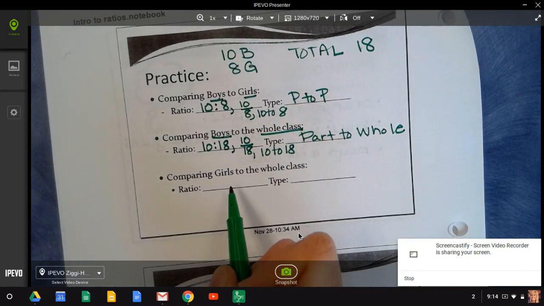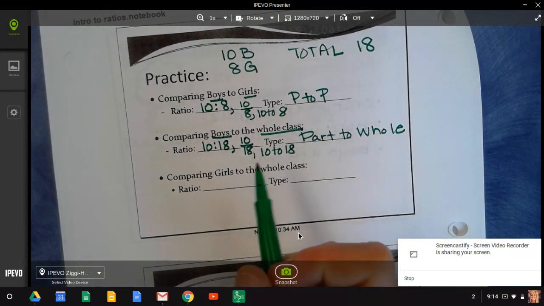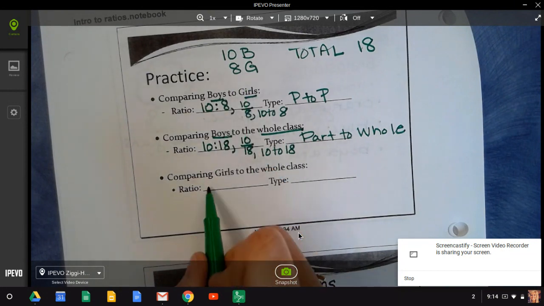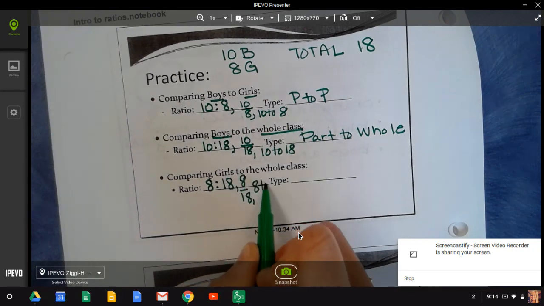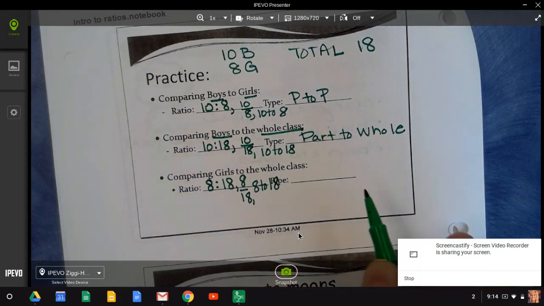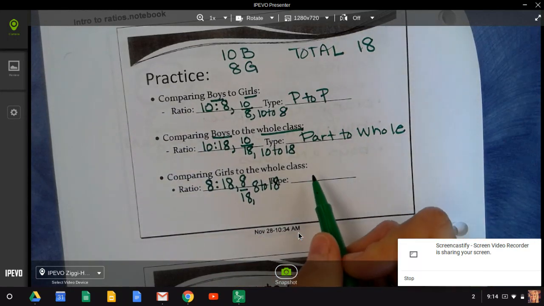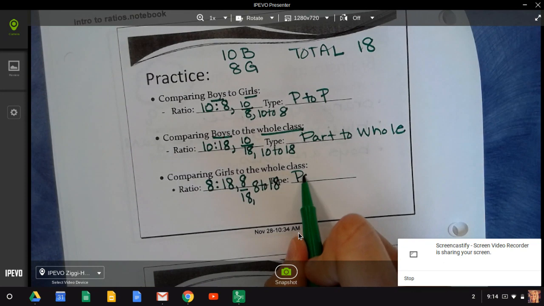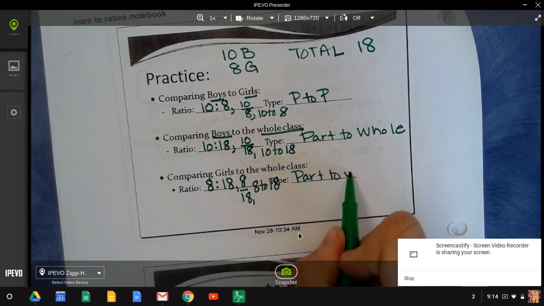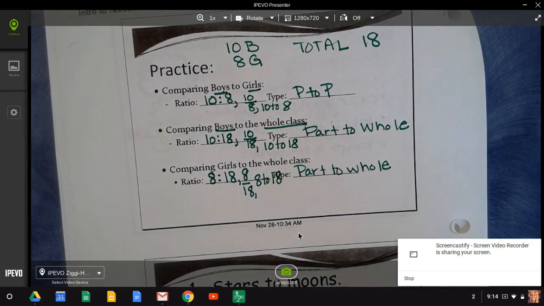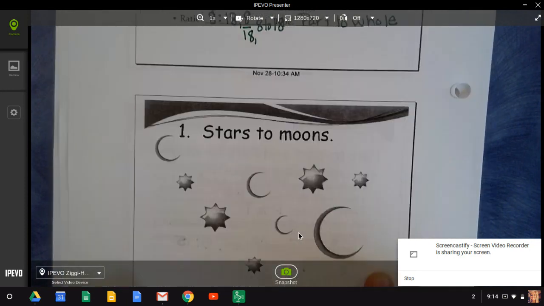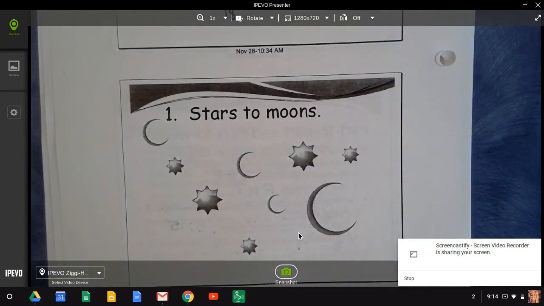And now our last one was comparing girls to the whole class. So if we look here, we have 8 girls, so we'll start with that, to the whole class would be 18. Again, we have to use that 18, and we're writing it 3 ways. And that, again, is a part-to-whole comparison because we have girls to the whole class. Okay? So that's just an example to get us started into our next several slides, which are just examples.